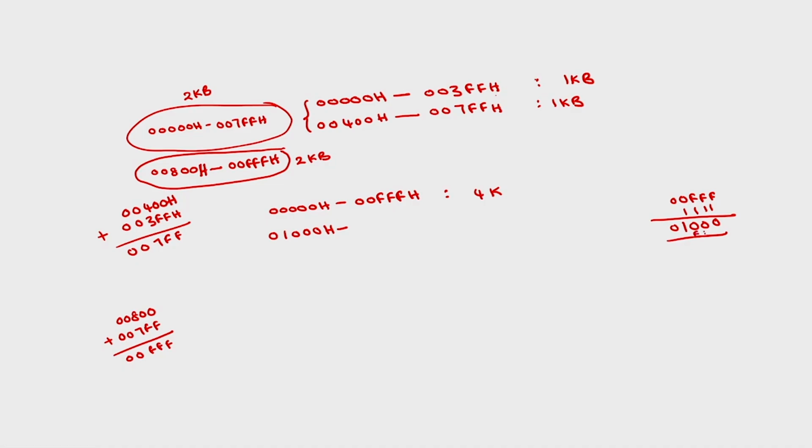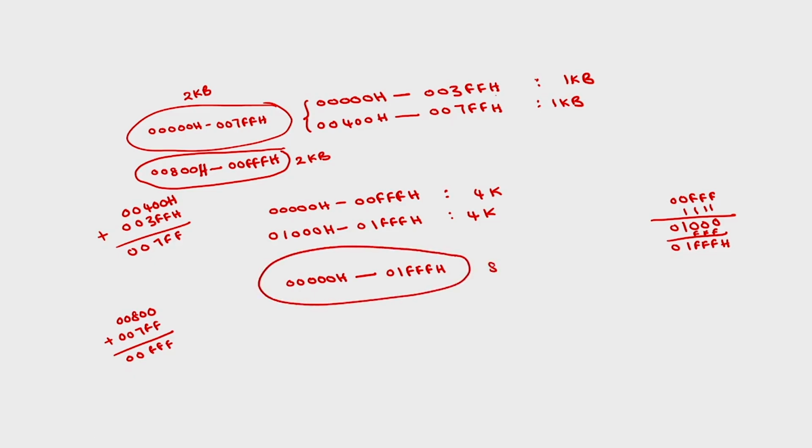If I add FFF here, this will be 01FFFH. So the ending address will be 01FFFH. This is another 4K. If I start with 00000H and the ending address is 1FFFH, then this is a total of 8K. So like that we can extend.